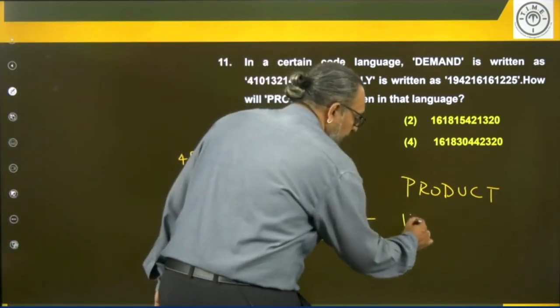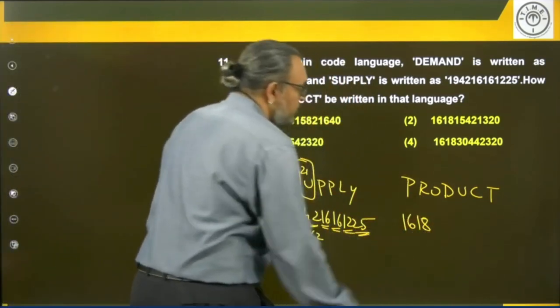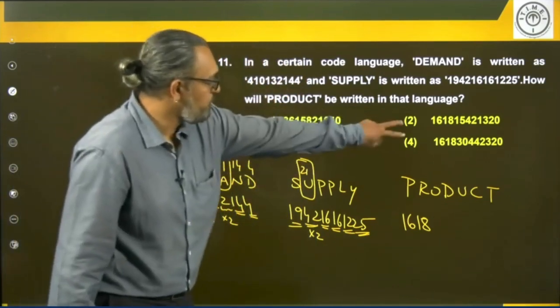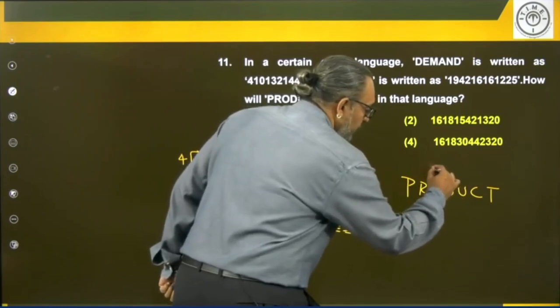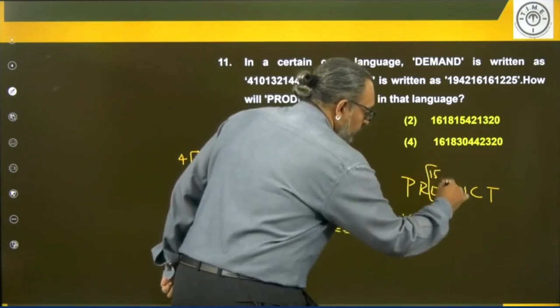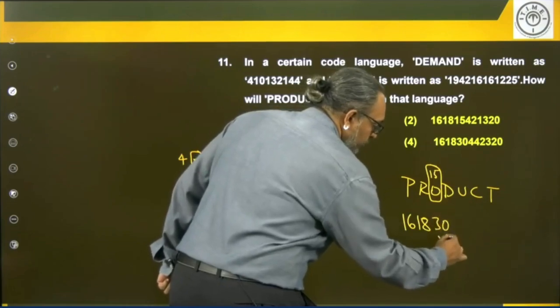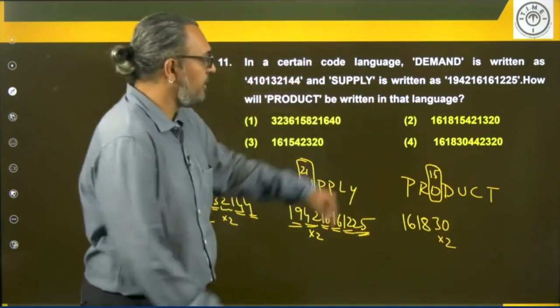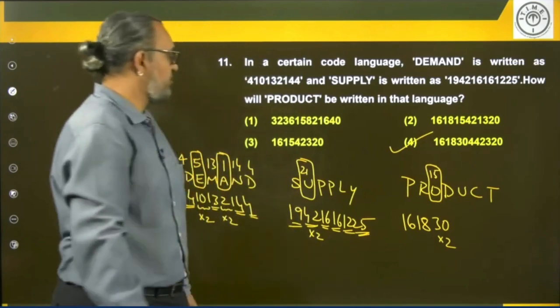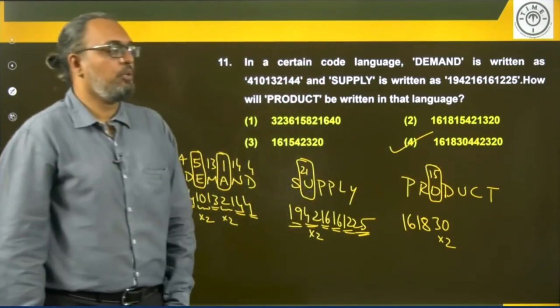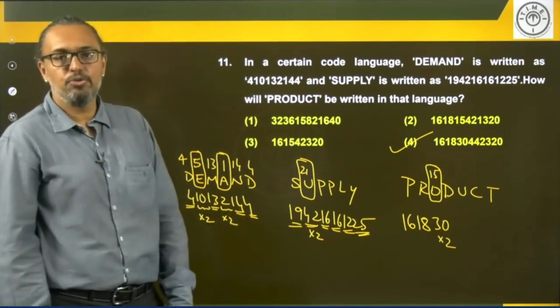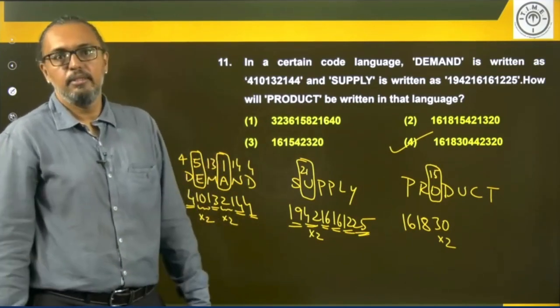So P is 16, I'll write as it is. R is 18, I'll write as it is. 1618. Then O is a vowel, correct? So O is 15, you double it, you'll get 30. So 1618 and 30. I think that should be more than sufficient to get my answer, because after 1618, 30 is happening only in the fourth option. So choice 4. You don't need to look for any other numbers.